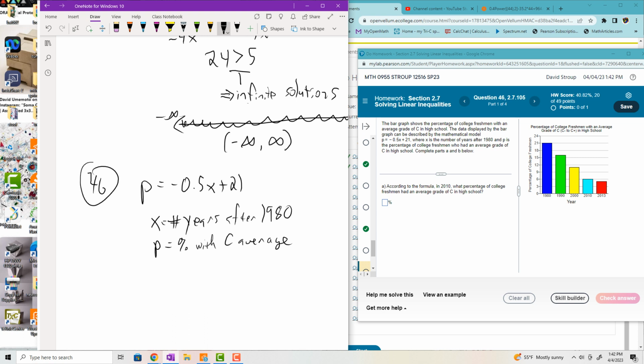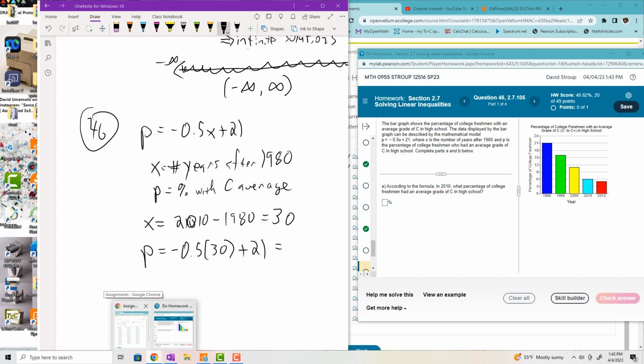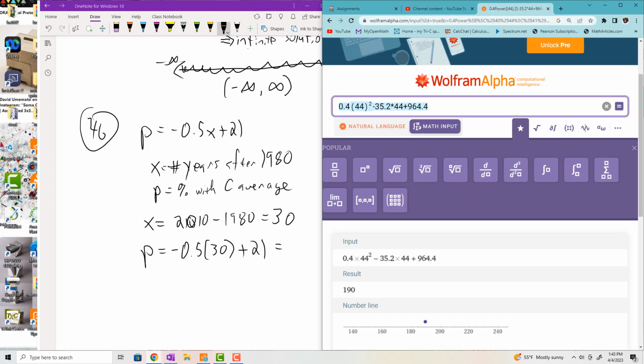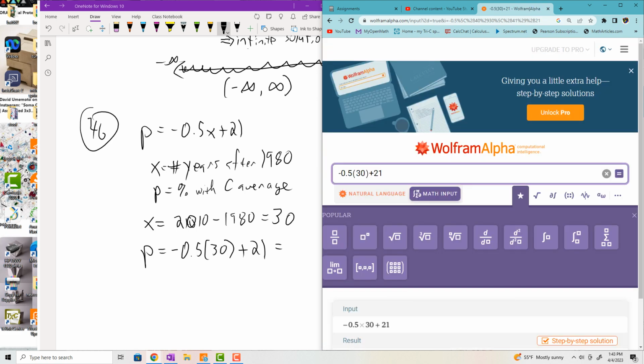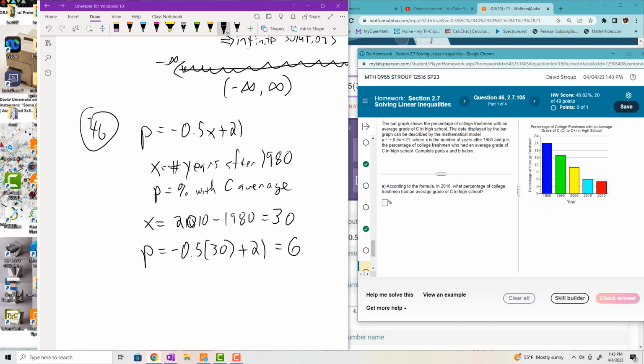According to the formula, in 2010, what percent of college freshmen had an average grade of C in high school? Okay, so they want to know basically what is P when x is 30, right? 30 years after 1980 is 2010. So you just plug 30 in for x in the P equation. Negative 0.5 times 30 plus 21. And go to my calculator, negative 0.5 times 30 plus 21, and then push enter, and 6. So supposedly in 2010, only 6% of college freshmen will have a C average.